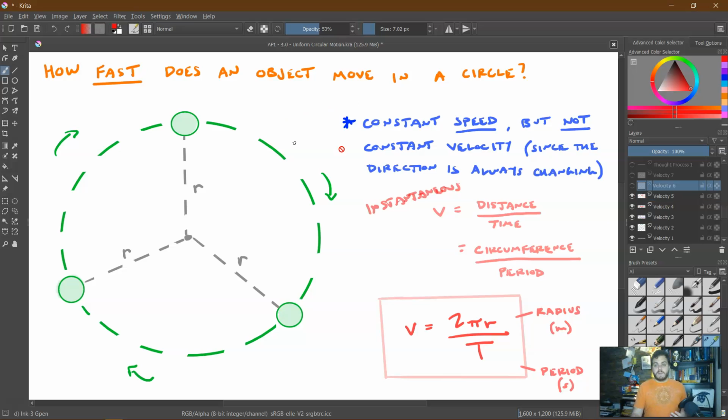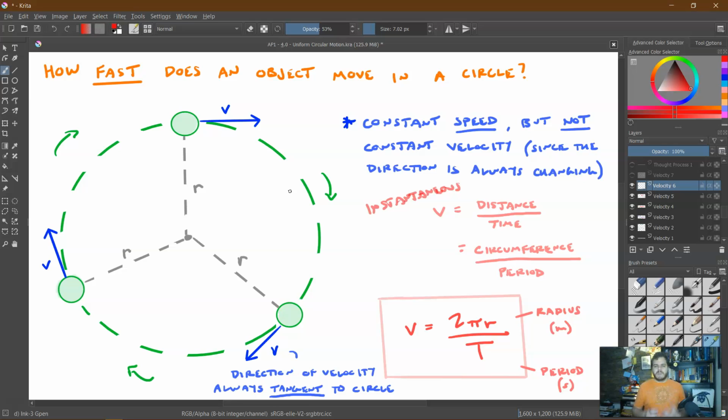But something important to focus on is that the direction of the velocity is always going to be tangent to the circle. So every single moment here, like at this moment right here at the top, instantaneously it is moving to the right. When it gets here, it's going to be instantaneously moving this way. Here, instantaneously moving that way. Here, instantaneously moving that way. Here, instantaneously moving to the bottom left. Here, instantaneously moving to the upper left. So at every point, the direction is different, but it's always tangent to the circle.